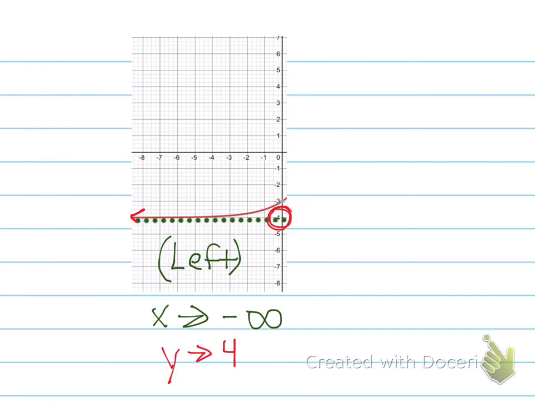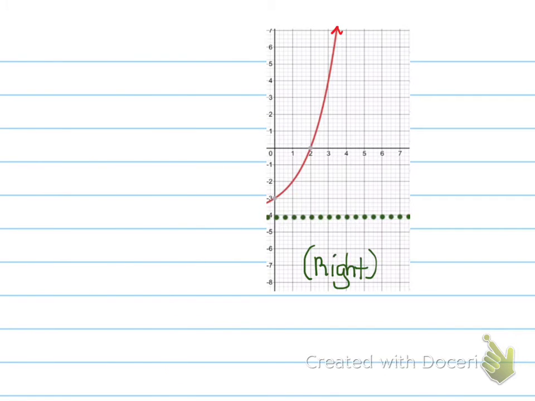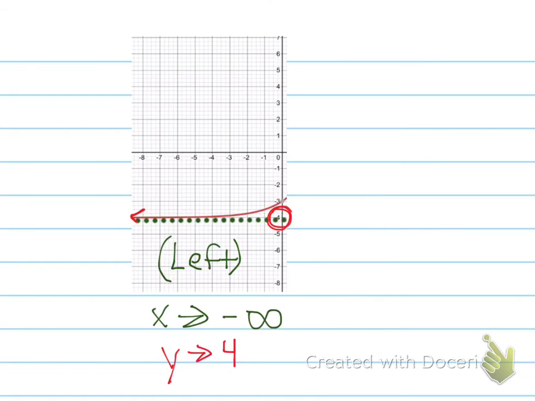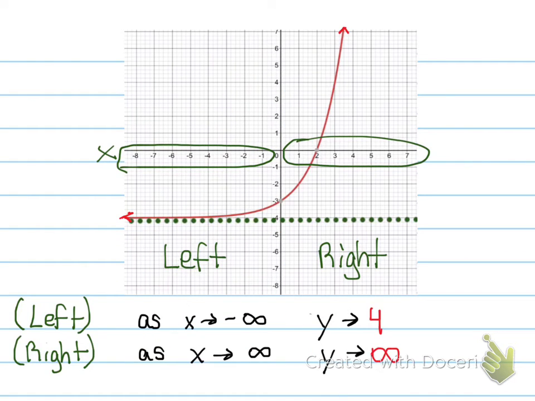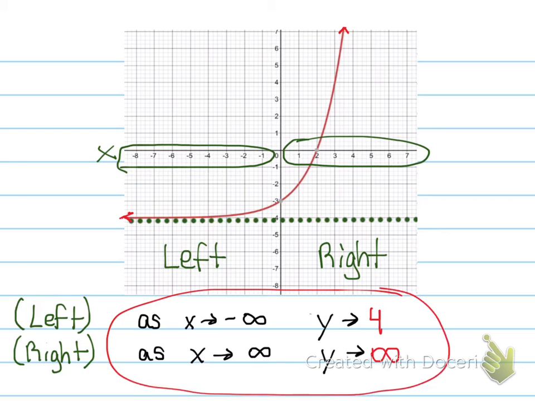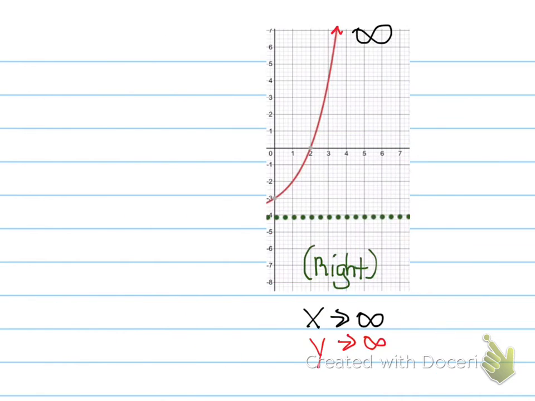Now let's look at just the right side. Just like we said, the x values will keep going to positive infinity. Now, looking at this arrow right here, as you can see, it is pointing up. And it keeps pointing up and going to positive infinity. So therefore, my y is going to approach positive infinity. So my end behavior is as x approaches negative infinity, y approaches 4. And as x approaches positive infinity, y approaches positive infinity. Let's look at another example.